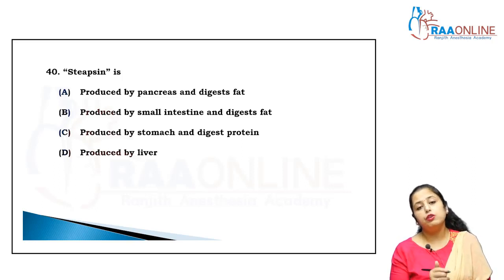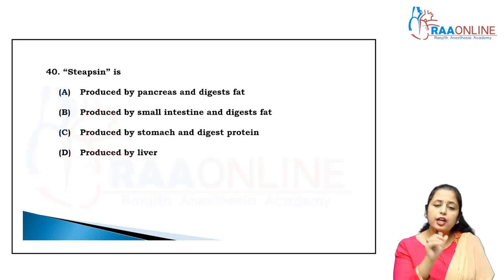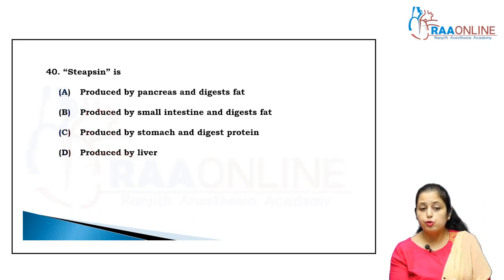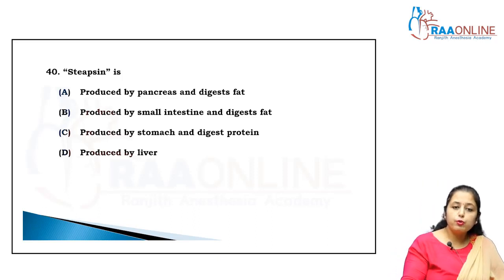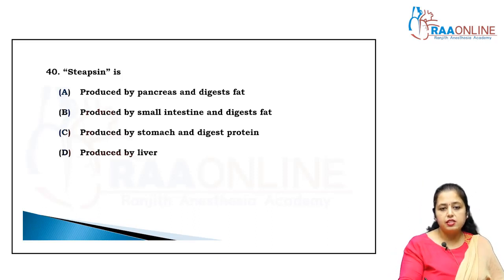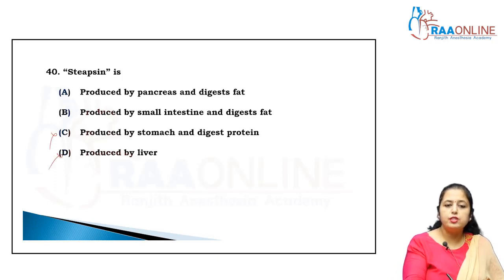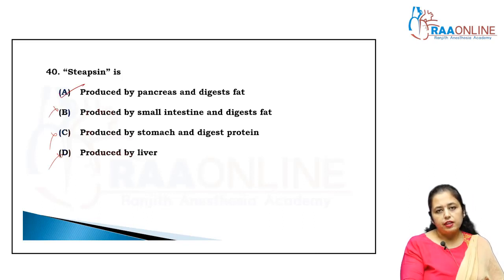The maximum amount of fat digesting enzyme is present in which kind of digestive juice? It is produced by the pancreas and digests the fat. Produced by the small intestine and digests the fat, or produced by the stomach and digests the protein? It is not related with the protein, so that option is cancelled. Produced by the liver? No, it is produced by the pancreas and digests the fat, right? So the correct option is A.